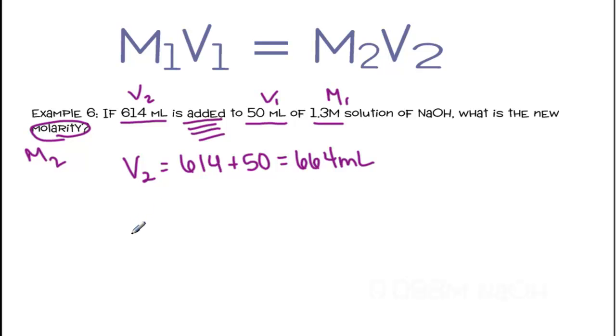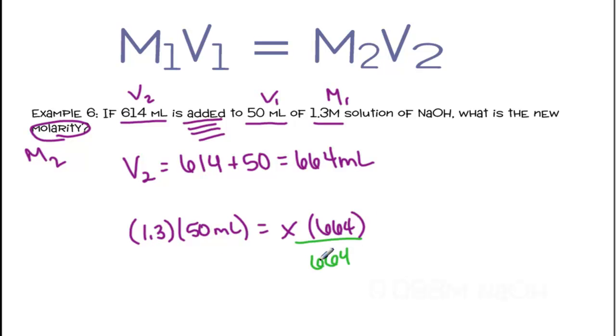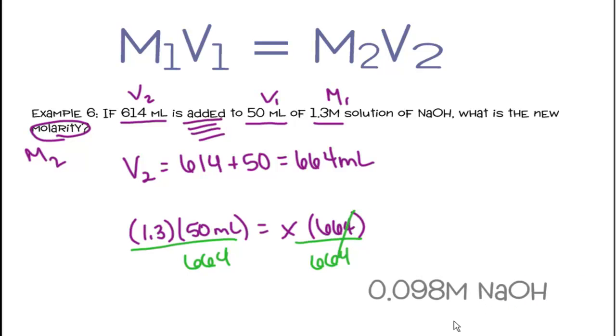So now we can plug our numbers in. M1 is 1.3 molar. Okay, V1 is 50 milliliters. Alright, M2 is what we're trying to find, so that's going to be X. Now our V2, remember, is we've added these up, so we get 664 milliliters. So now we're going to solve for X, so remember that you're going to divide both sides, and that will cancel, and your answer is going to be 0.098 molar sodium hydroxide.